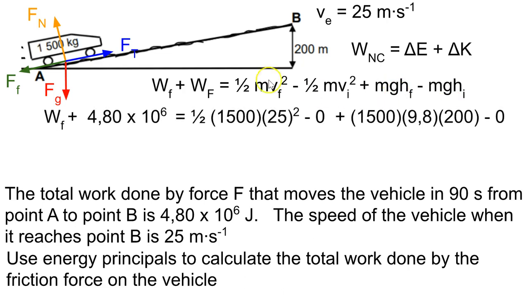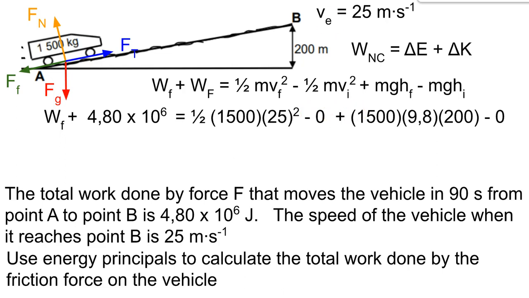So I don't have the work done by the frictional force. That's the amount that I need to calculate, but they did tell me the work done by the applied force was 4,8 times 10 to the power of 6. I also know my final velocity reaching the top is going to be 25, so I can plug that in. I know the mass of my vehicle is 1,500, so I've got a half times mass times final velocity squared. And I know I started from rest, so I have my initial velocity as 0, so I know the initial kinetic energy will also be 0.